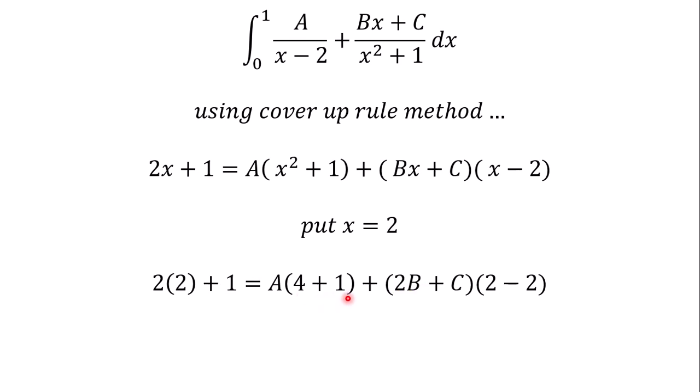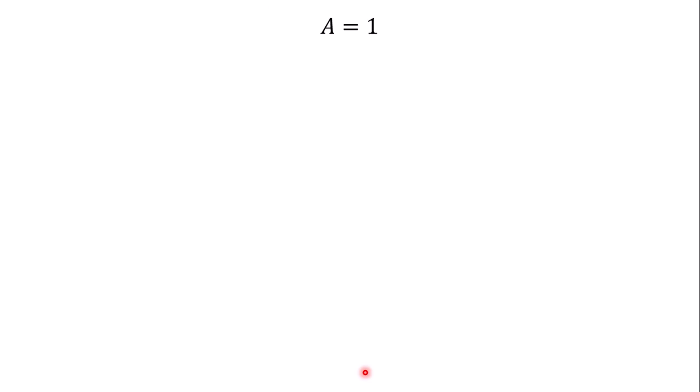Now let's come here. 4 plus 1 will give us 5. 5 times A will give us 5A. Here 2 times 2 will give us 4. 4 plus 1 will give us 5. So you're going to get 5 is equal to 5A. So what is the value of A? When we divide both sides by 5, you're going to get A is equal to 1. A is equal to 1.